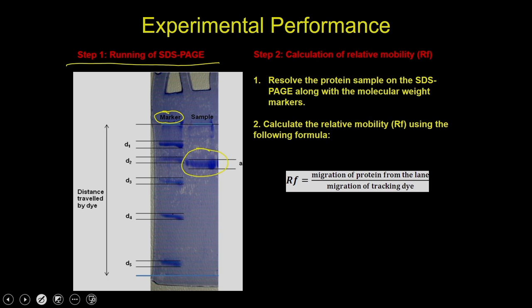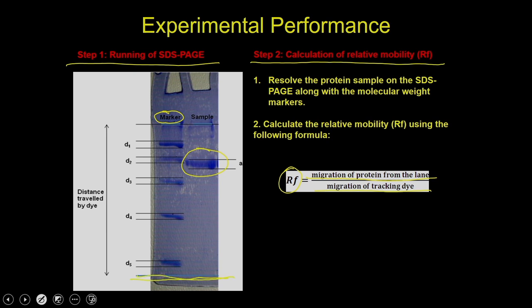Now in step 2, you are going to calculate the relative mobility. The relative mobility is defined as the migration of the protein from the lane versus the migration of the tracking dye. So first you determine the position of the tracking dye.